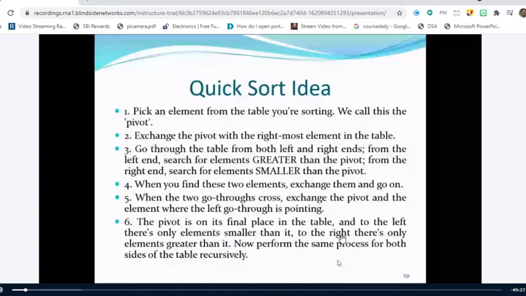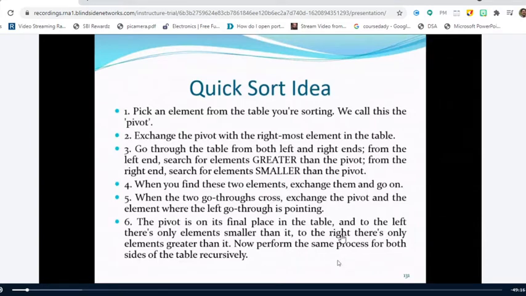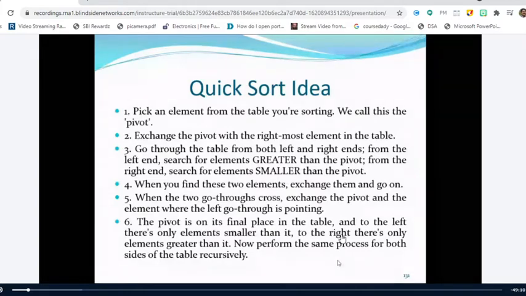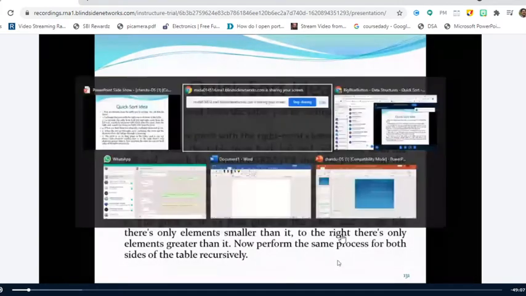What is a pivot element? Somebody please respond. What is a pivot element? Anybody there?